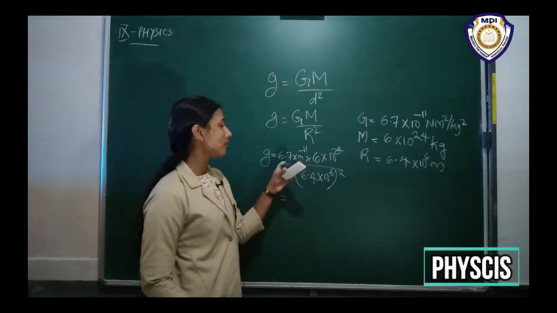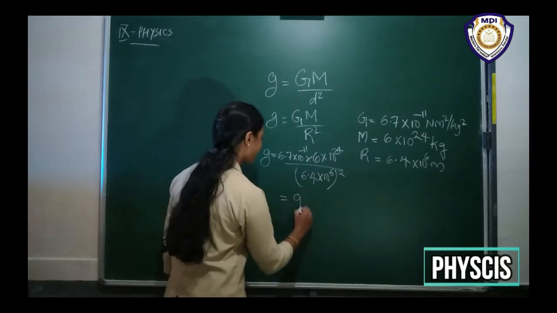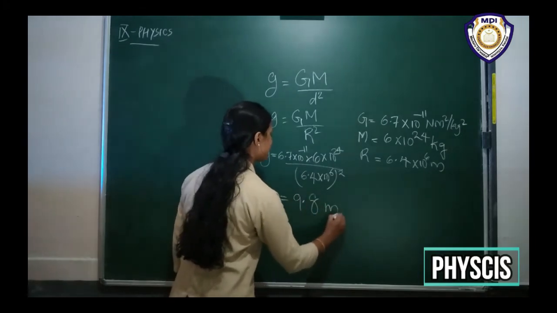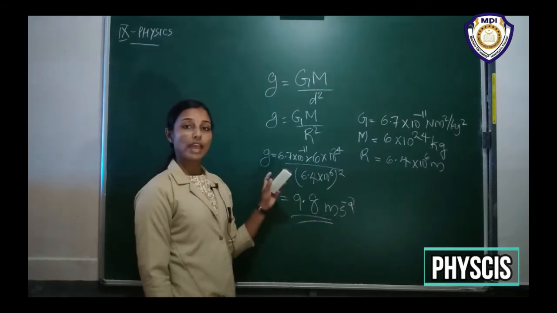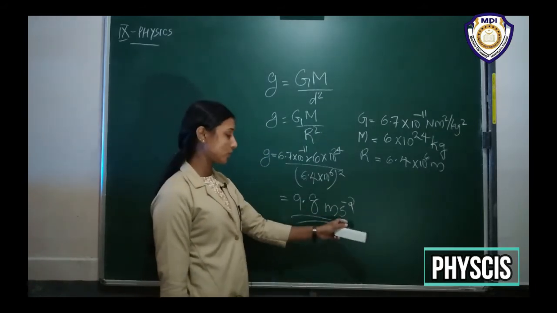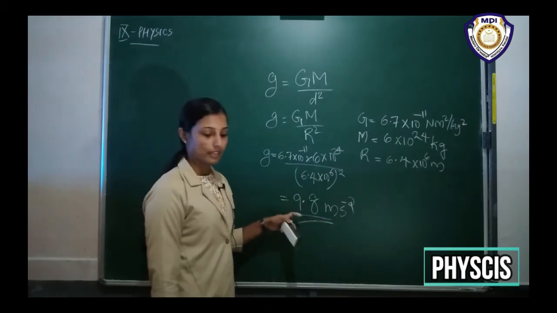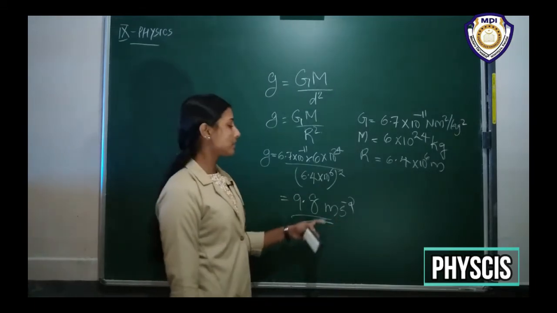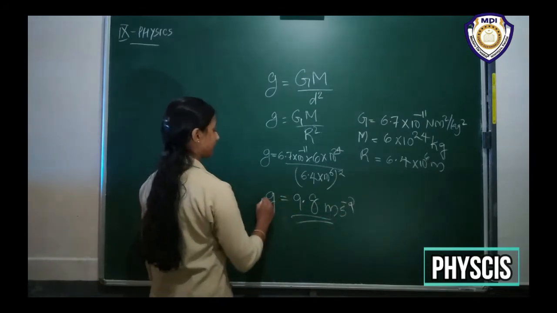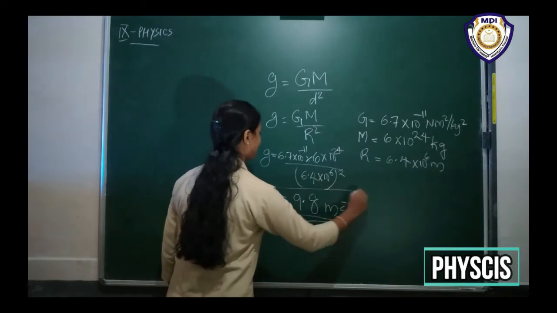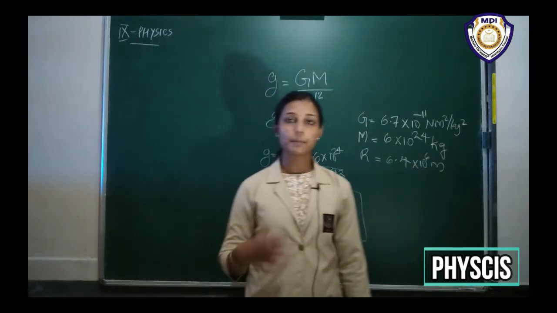When we do all these calculations, we will get g is equal to 9.8 meter per second square, right? That is g, the acceleration due to gravity. So we should give the unit of acceleration. So g is equal to 9.8 meter per second square. This value you should keep in mind. Okay, so g is equal to 9.8 meter per second square.